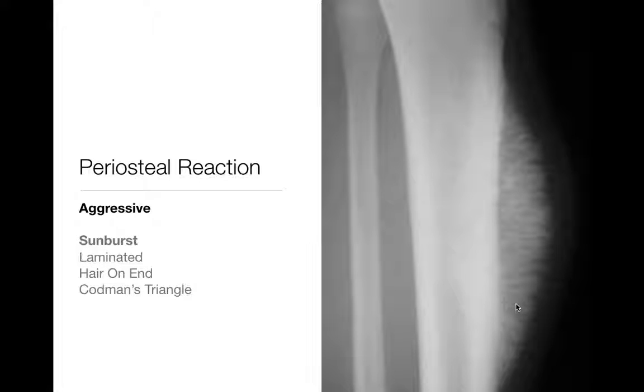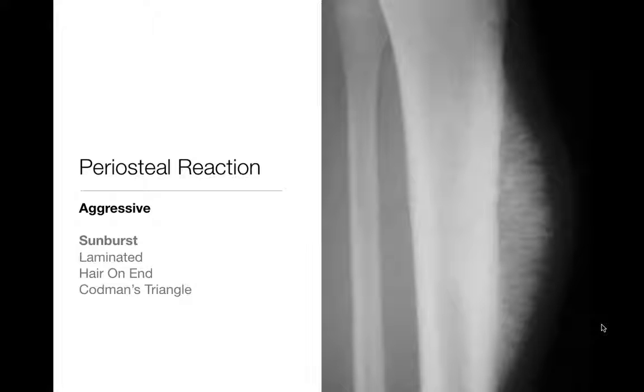There are lots of different ways of classifying aggressive periosteal reaction. Again, it's not so important that you get hung up on, oh, is this sunburst or is this hair on end? But the takeaway point is that, hey, this looks scary. This is an aggressive periosteal reaction. I'm going to think about scary things that are going on in the underlying bone, and we're going to be worried about this.